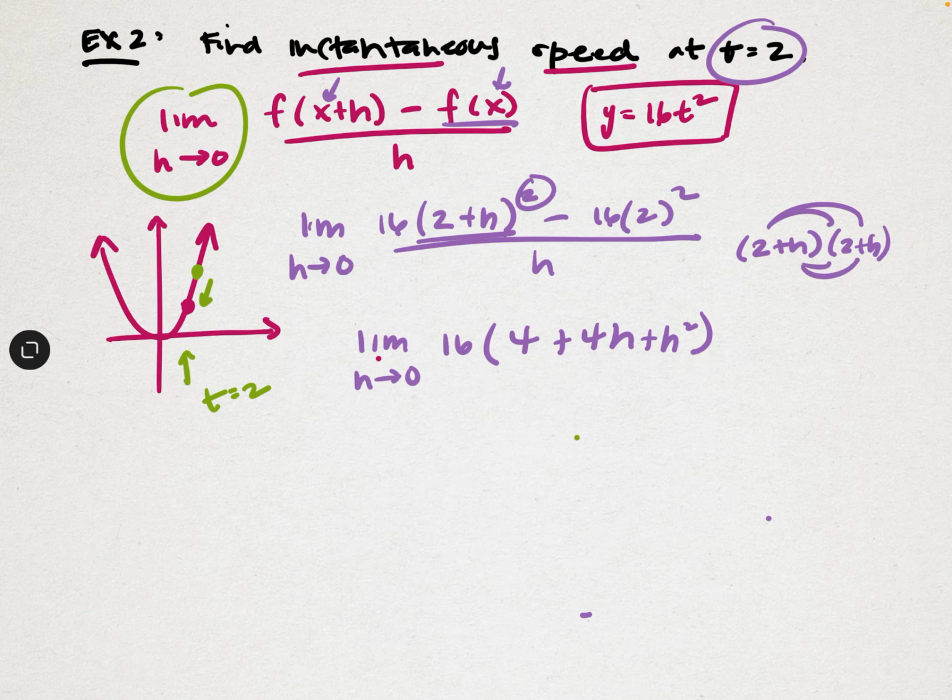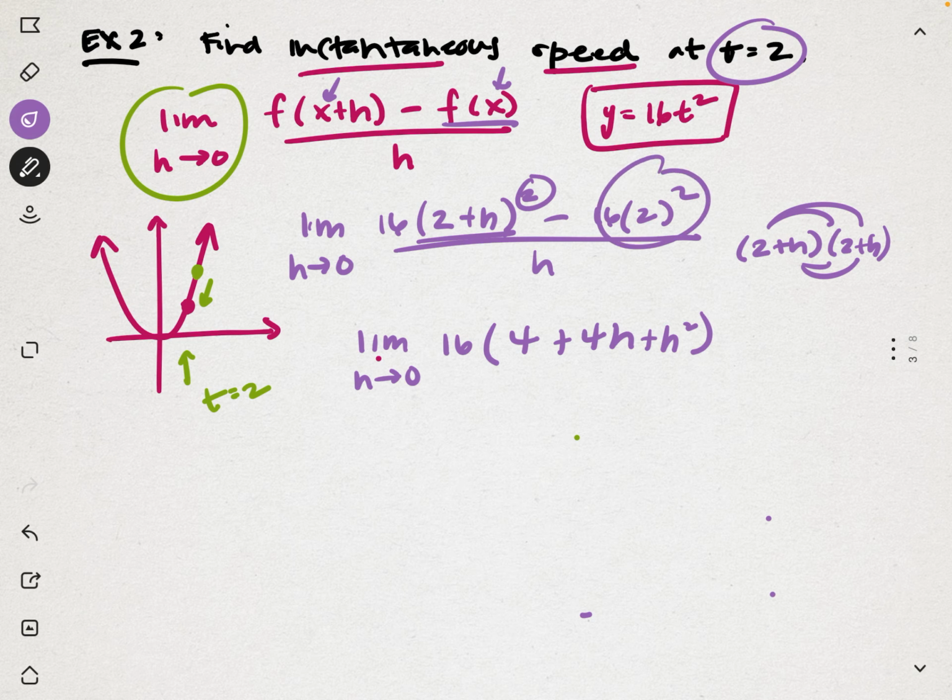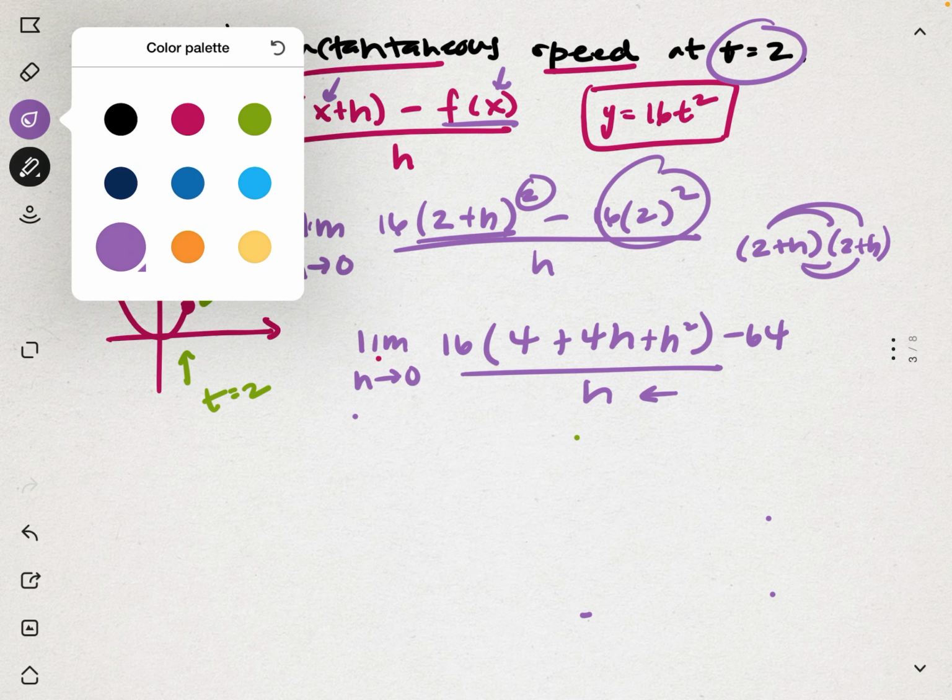Okay? And then we have minus, well, let's do the math on this part. 2 squared is 4, times 16 is 64, over h. So check, we still can't plug in for h because h is still in the denominator. That sucks. But let's just continue algebraing, or simplifying.